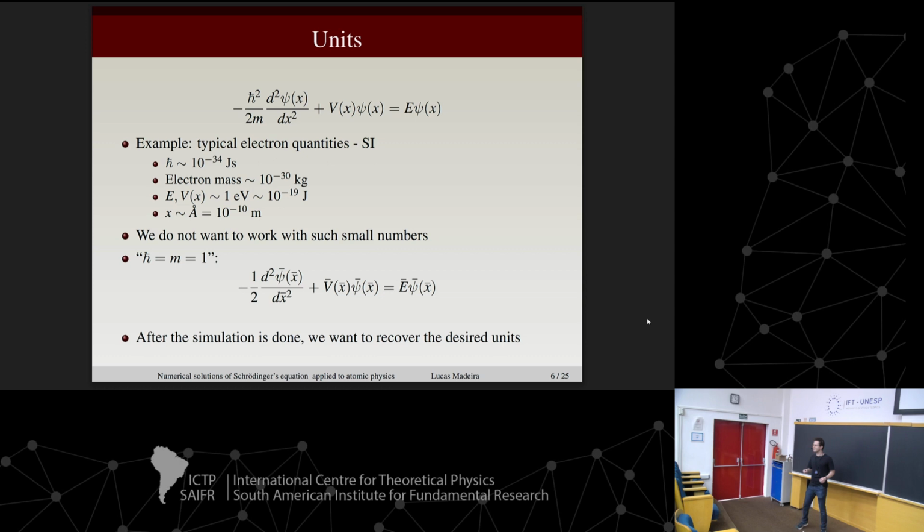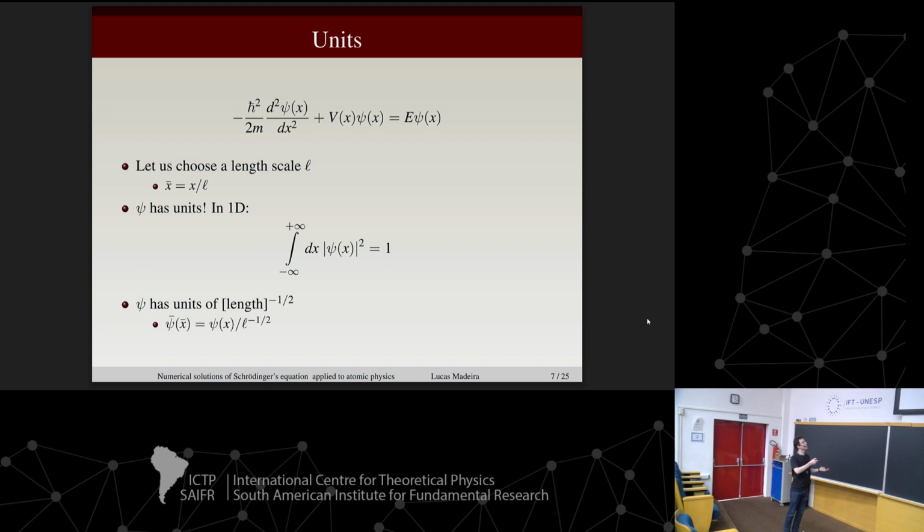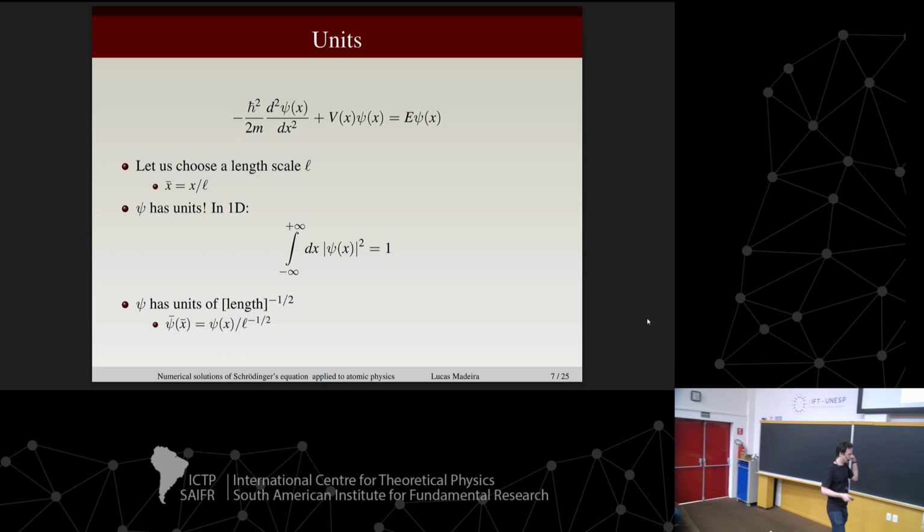So I'm going to show you a procedure that hopefully makes it more clear what you have to do to recover these units, okay? So in the end, we want to solve this equation, but at some point, we want to recover the units, okay? So I'm going to choose some typical length scale L. It's a typical length scale of my problem. If I'm dealing with the electron example, it could be 1 angstrom.